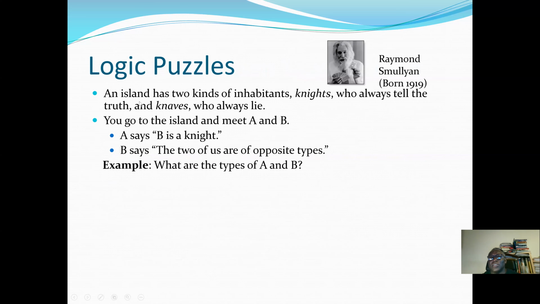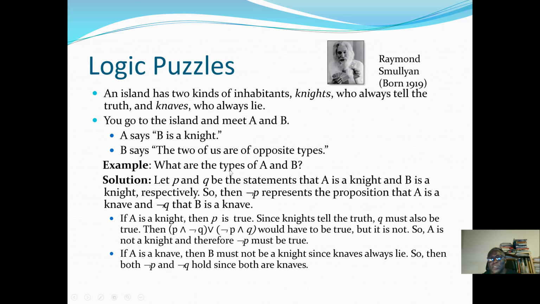So let's look at another application, logic puzzles. So here we say an island has two kinds of inhabitants, the knights who always tell the truth and the knaves who always lie. Here say you can go to the island and meet A and B. A says B is a knight and B says the two of us are of opposite type. So for example, what are the types of A and B?